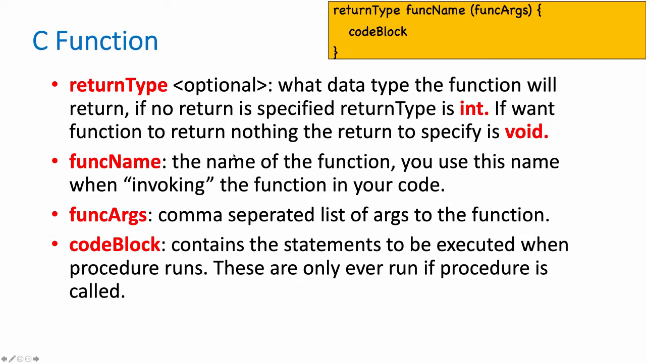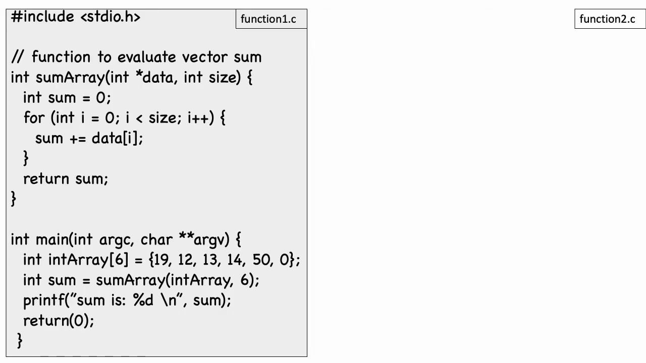So here's an example, a simple function, sumArray, which will sum an integer array. The array is coming in as a pointer, int pointer data, and int size. The result of sumArray is going to be some integer. The code block, inside the curly braces, defines a variable sum. I'm going to loop over the array and add each component to sum, and then finally when I'm done, I'm going to return sum.